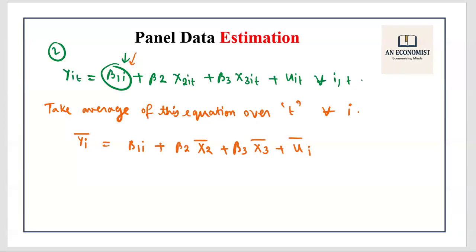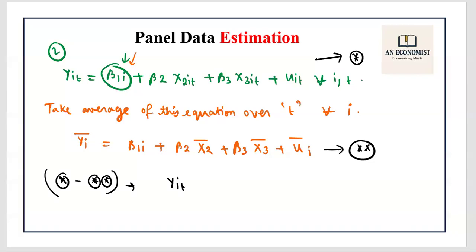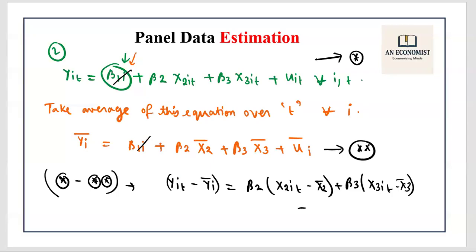Now what you have to do, simply take this, let me call this star, and let me call this equation double star. You will simply do star minus double star. If you do that, on the left hand side you will have yit minus yi bar. This beta 1i will get eliminated, completely eliminated, if you take this difference. So it will be beta 2 times x2it minus x2 bar, plus beta 3 times x3it minus x3 bar, plus uit minus ui bar, for all i. Can you see this?